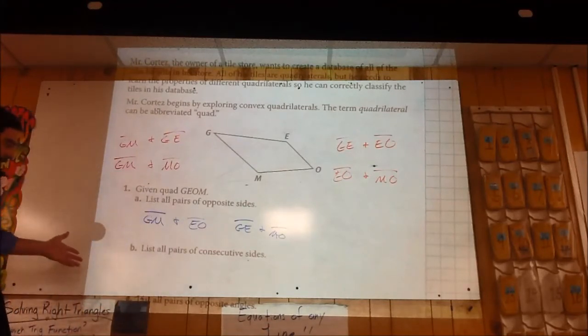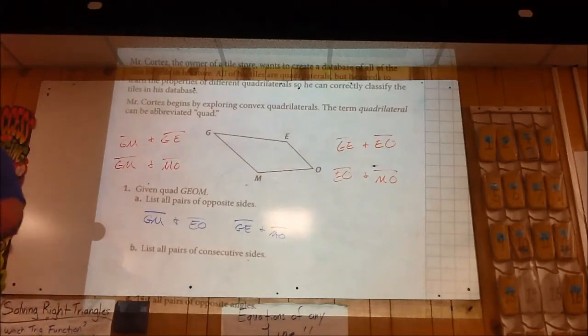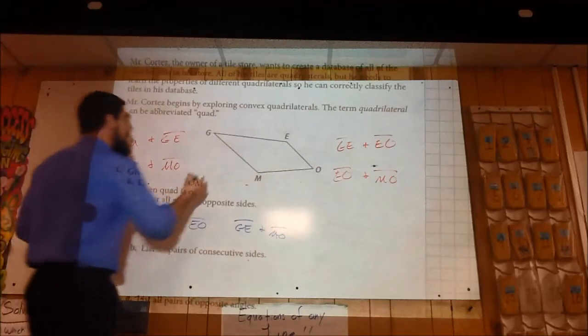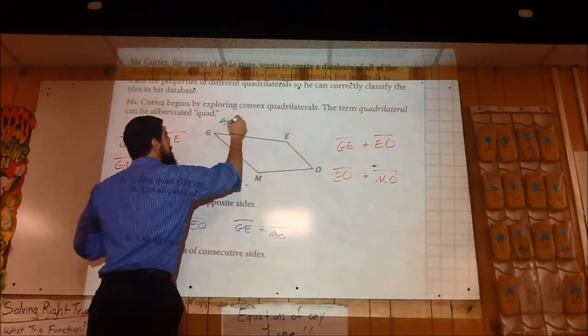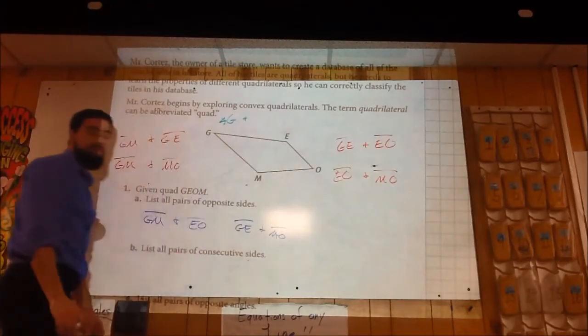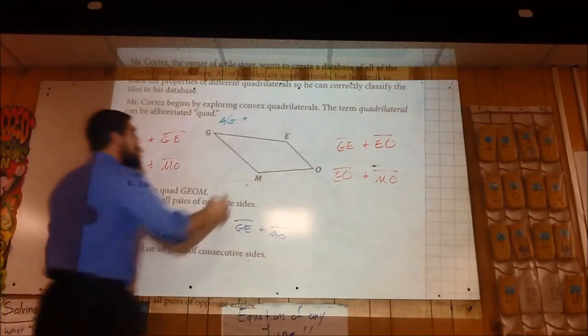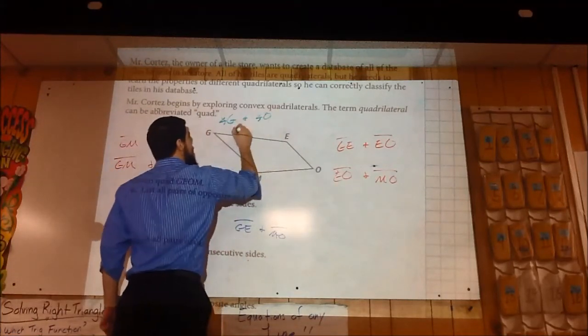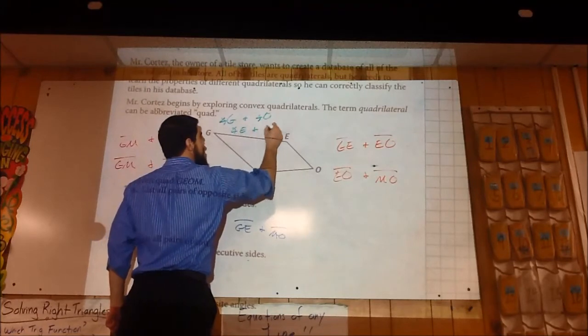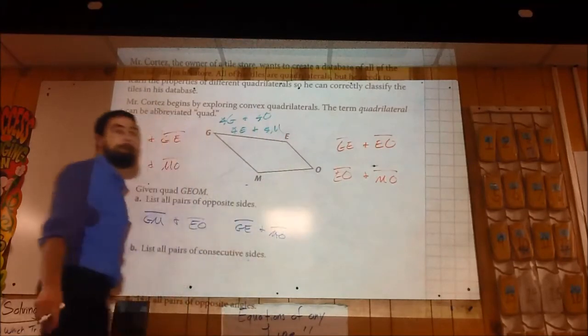Okay. Part C, which I can't see, it says list all pairs of opposite angles. So underneath that, we need to list off the opposite angles. I'm going to do it in a different color just so I don't mix all this up. So in green ink, if I'm looking at angle G, what angle is opposite of angle G? Angle O. And then the other pair of opposite angles would be angle E and angle M.